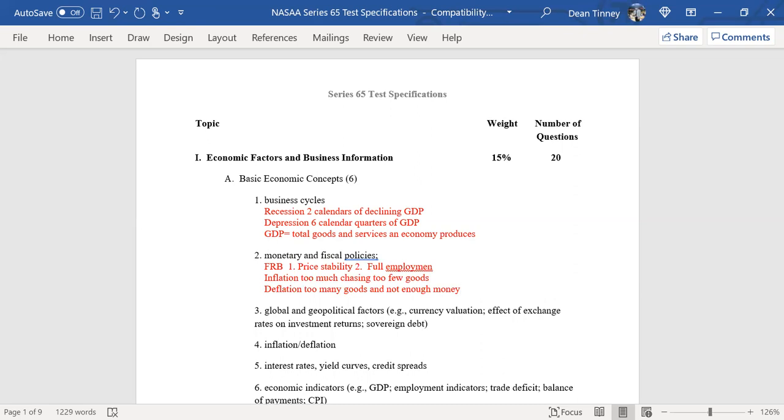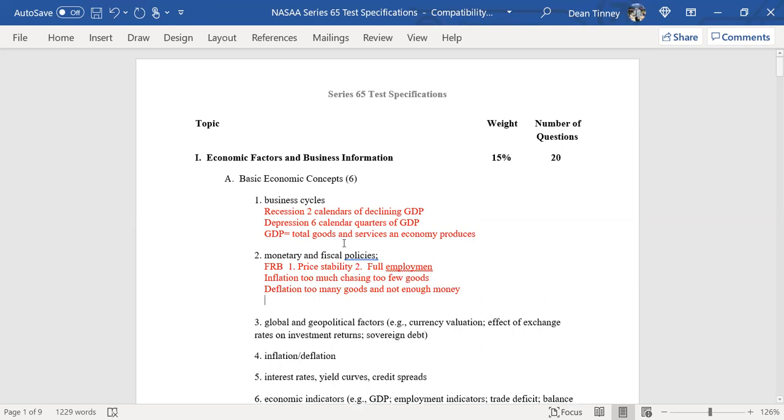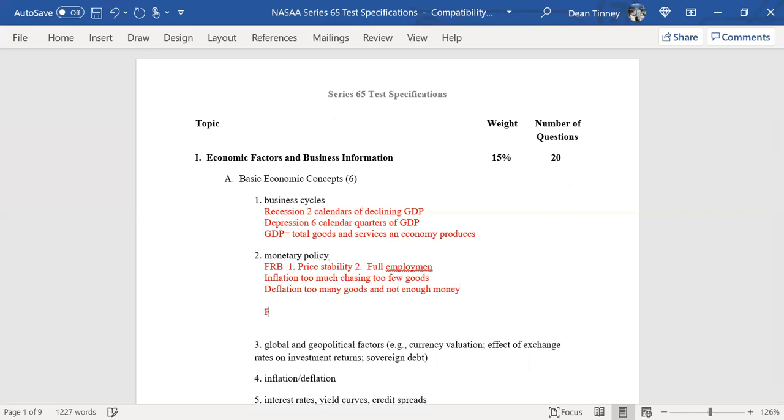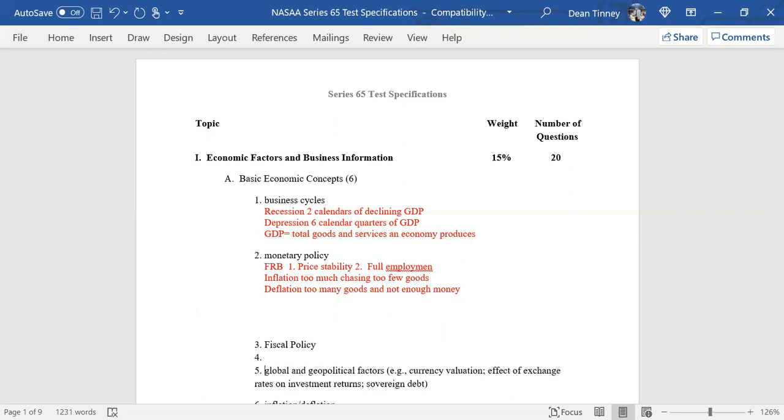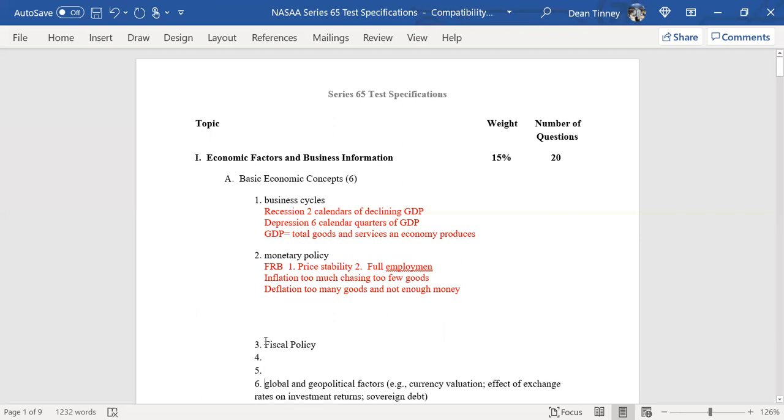So the tools the Fed has, let me get rid of fiscal policy so we don't mess that up. Right now we're talking about monetary policy. And let me put down here fiscal policy, because we certainly don't want to forget to talk about that. I'll put it here. There we go. Now we've got some little separation here.